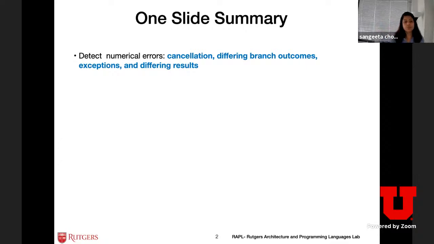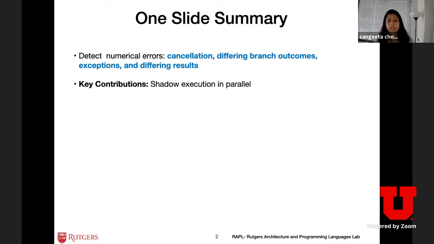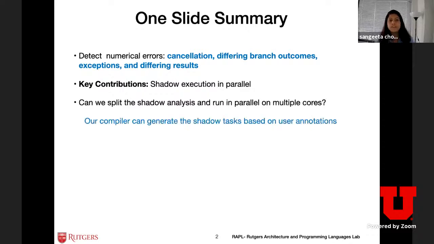And the question which we want to explore in our work is to detect numerical errors comprehensively by performing shadow execution in parallel. So we have inline shadow execution. We want to lift the instrumented code on the side and chop it off to create shadow tasks so that we can run it in parallel on multiple cores.